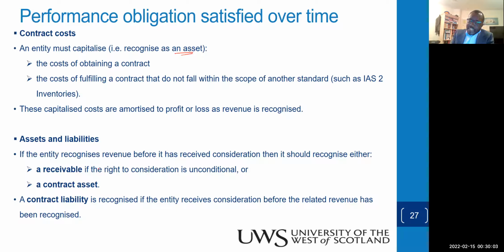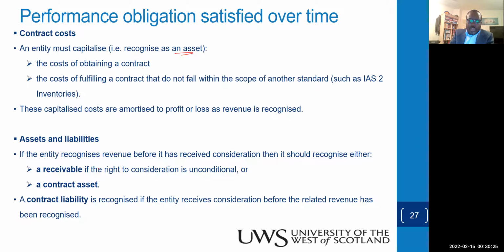So I have recognized the revenue even before I get the consideration from the customer. Either a receivable is recognized, provided there's no condition attached, or I recognize a contract asset. The flip side gives us the liability.